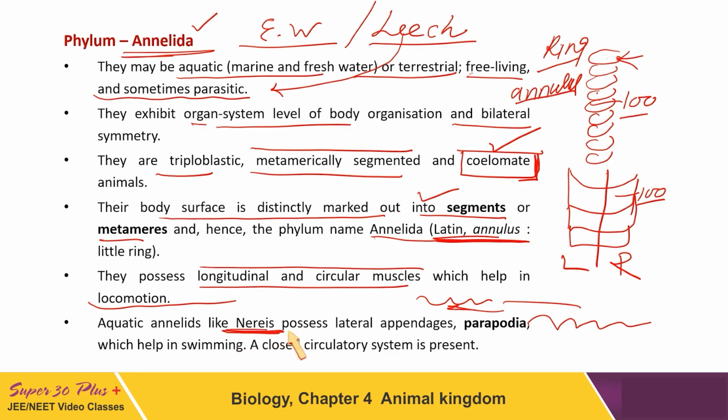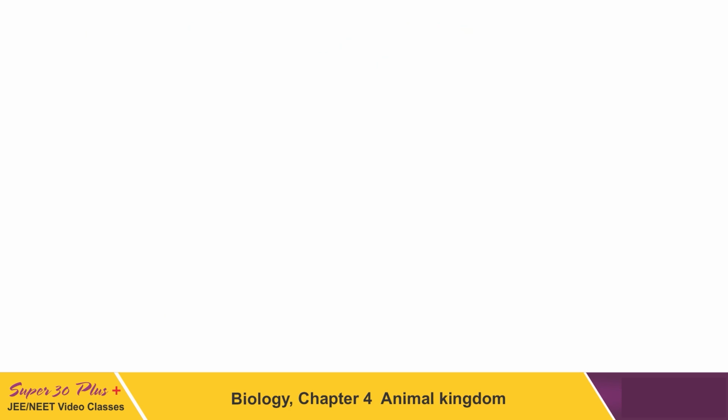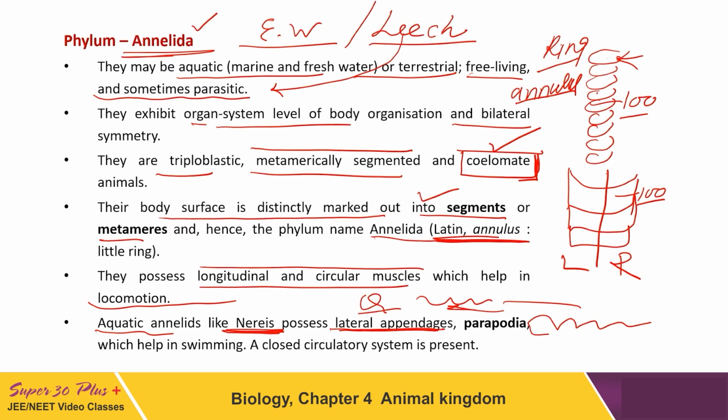Nereis. Some people call it in Hindi kan khazura. Have you seen Nereis? This is an aquatic annelid. It has lateral appendages, a very interesting point and important from the examination point of view. If I make this the body of Nereis, for example, then each segment has a lateral appendage like this. And these lateral appendages are known as parapodia.